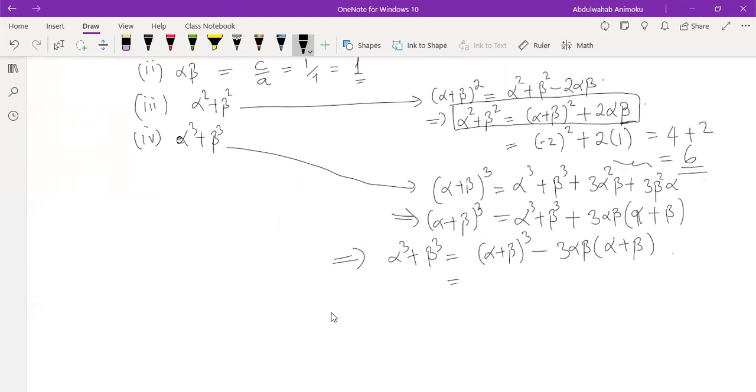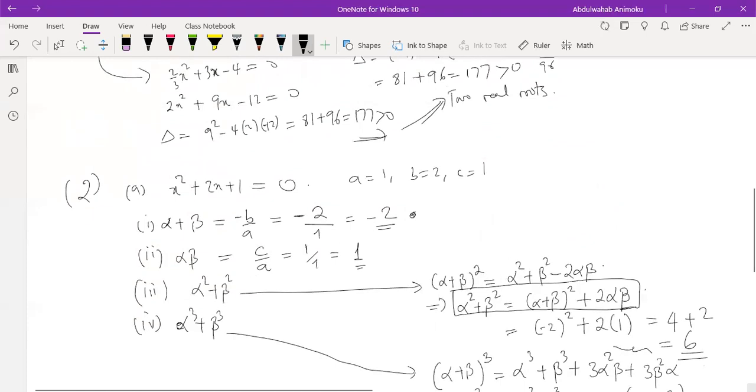All right, so what is alpha plus beta? We already got it as what? Minus 2. So that will be minus 2 cubed. Then minus 3 times, what is alpha times beta? That is, we got it as 1, times alpha plus beta again, times minus 2. So this will give us minus 2 raised to power 3 is minus 8. Minus 3 times minus 2, that is plus 6. So this will give us minus 2 as our answer for alpha cube plus beta cube. Okay, we'll use this result in the remaining problems.